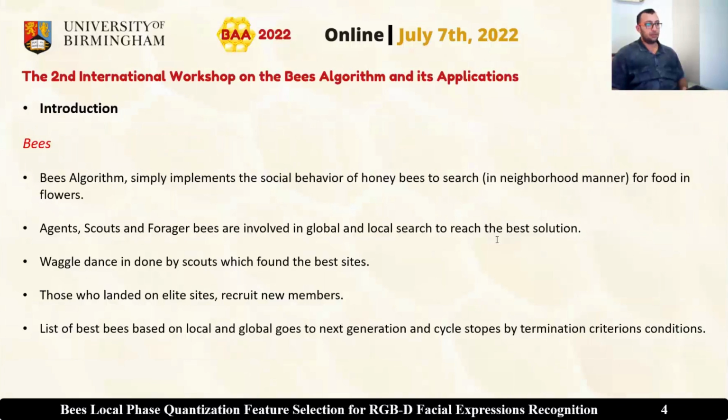This algorithm simply implements the social behavior of honeybees to search for food and flowers. Agents, scouts, and forager bees are involved in the global and local search for the best solution. A dance is done by scouts which found the best sites. Those who landed on elite sites recruit new members. The list of the best bees based on local and global search goes to the next generation until the termination criterion condition is met.